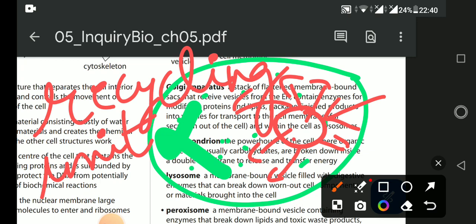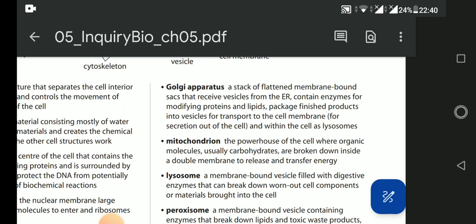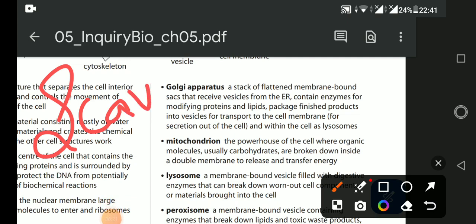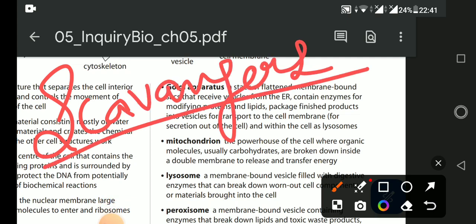Apart from being called the recycling unit, they are also called scavengers of the cell. Scavengers हम किसको बोलते हैं? जो क्लीन करते हैं, क्लीनिंग करते हैं. ओके, तो लाइसोसोम्स किसकी क्लीनिंग कर रहे हैं? अब आपकी बॉडी में या प्लांट की बॉडी में रोज़ कितने सेल मरते होंगे?